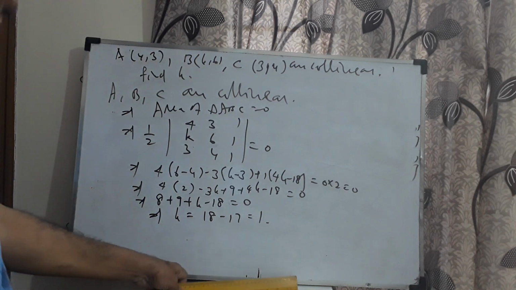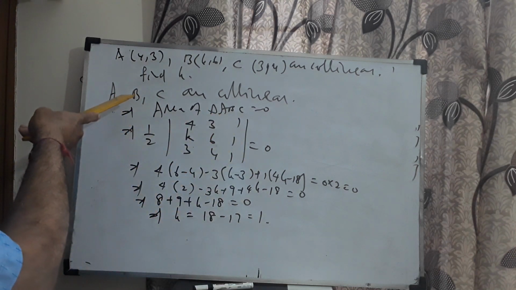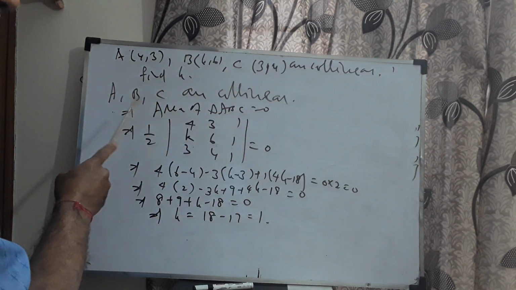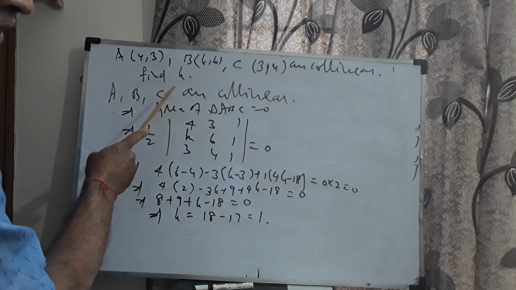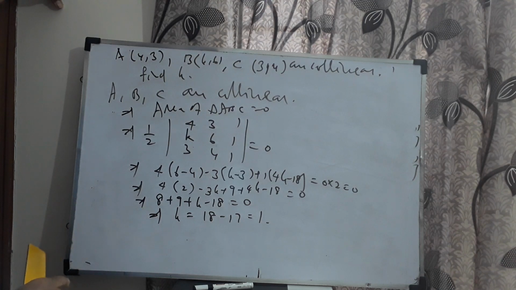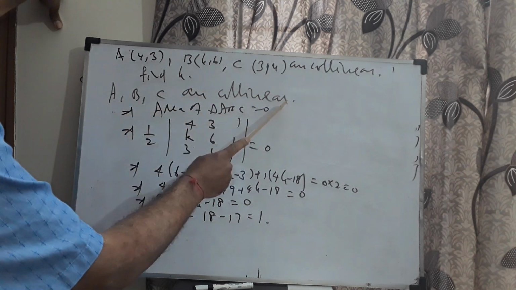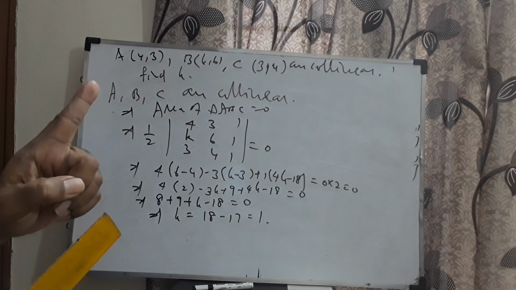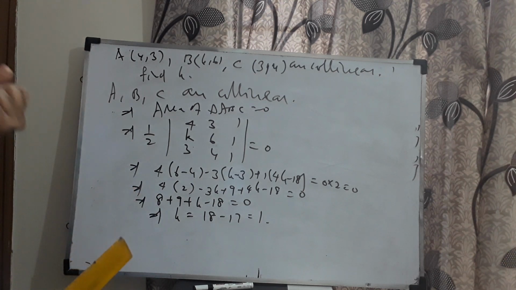Let me just check the calculations. A (4, 3), B (k, 6), C (3, 4) are collinear. If these points are collinear, find the value of k. Three points are collinear if and only if area of triangle ABC is 0. If they are collinear, no triangle is formed. Therefore, area of triangle will be 0. If area of triangle ABC is 0, no triangle is being formed. Therefore, the points are collinear.